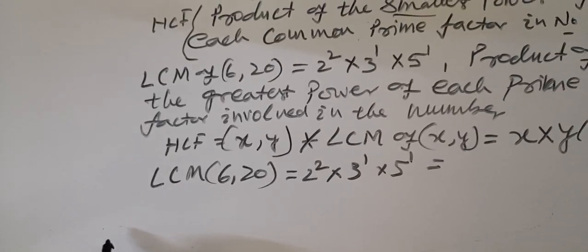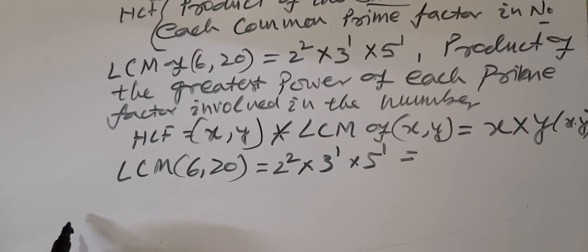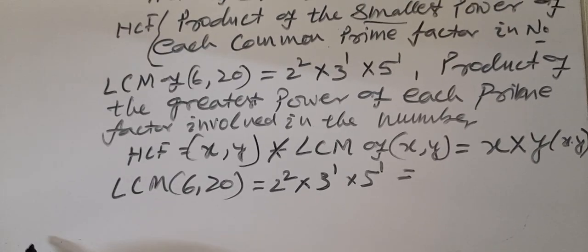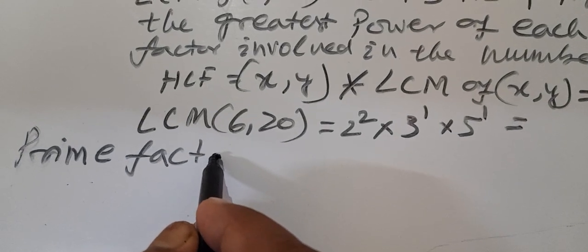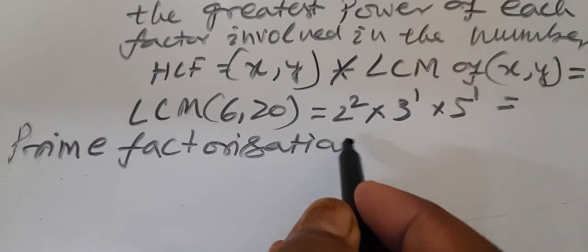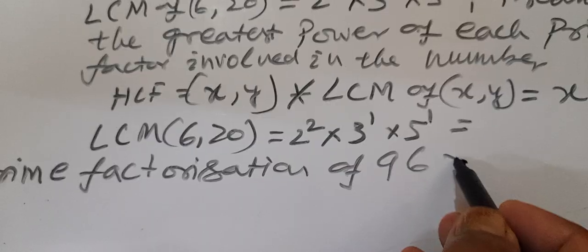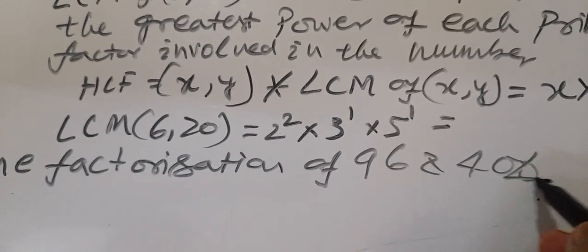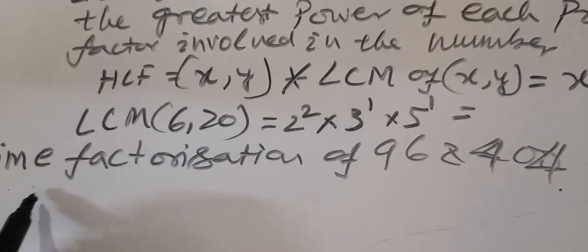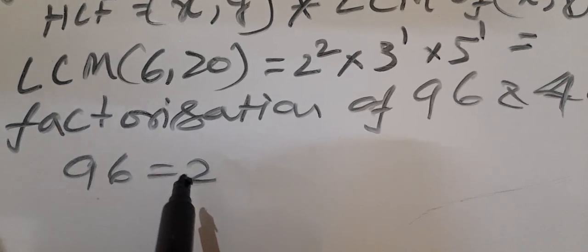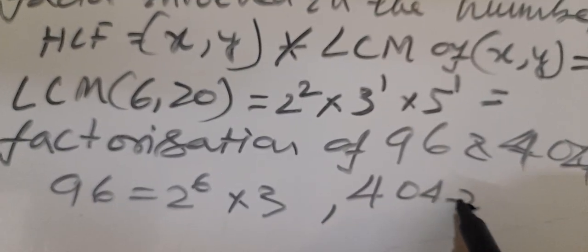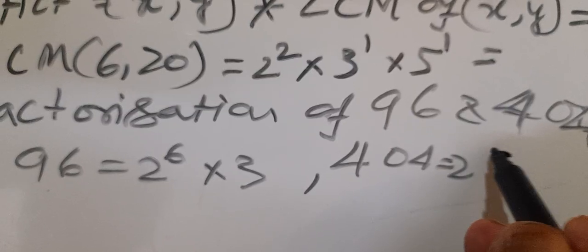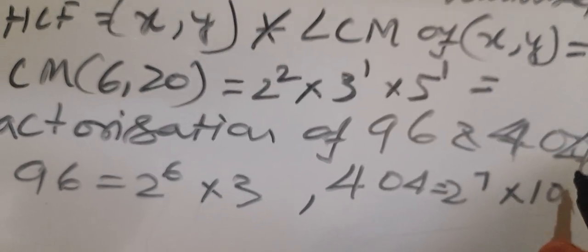For another example, let us see the prime factorization of 96 and 404. 96 equals 2 to the power 5 into 3, and 404 equals 2 to the power 2 into 101.